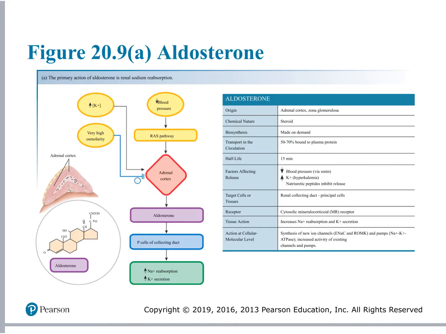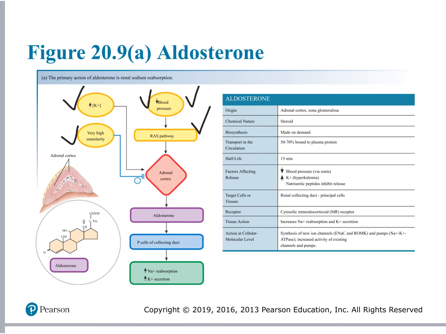The three triggers for the release of aldosterone are if there's been a decrease in blood pressure, if there is very high osmolarity, or if there is an overabundance of potassium. Remember, potassium is the ion that the extracellular levels will affect your resting membrane potential. So if your potassium levels go high, then aldosterone is triggered to be released. Now, if there's a decrease in blood pressure, that triggers something called the RAS pathway, the renin-angiotensin system pathway. And there's going to be more on that later.